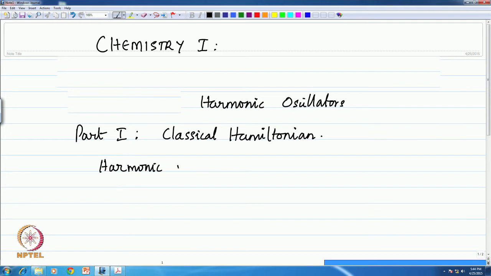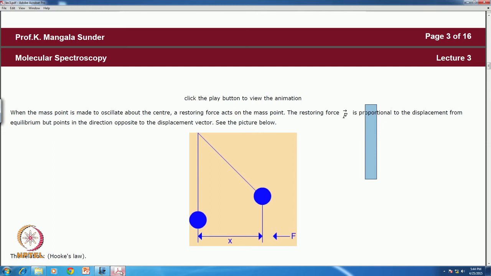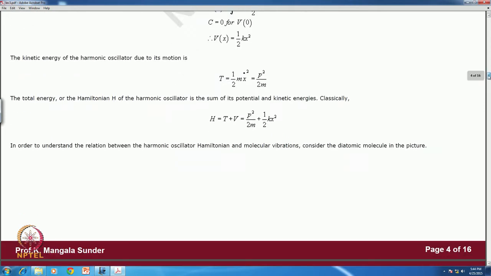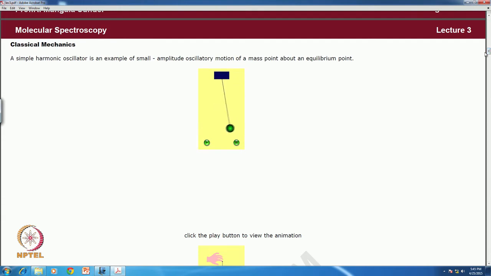So let me write down harmonic motion. Small amplitude oscillation about an equilibrium. If you want to visualize that, here are some simple pictures. So the equilibrium position in the first picture is the vertical distance, and you can see that the ball oscillates between two extremes, rather with a small amplitude.